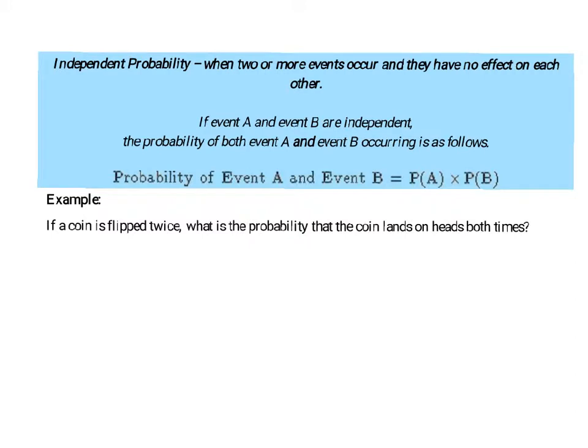And then finally, we can also be asked to calculate independent probability, which is when two or more events occur and they have no effect on each other. So for example, you flip a coin twice. The first flip doesn't have any effect on what you get for the second flip. So if you're looking at that, you would take the probability of the first event, multiply it times the probability of the second event to get your final answer.